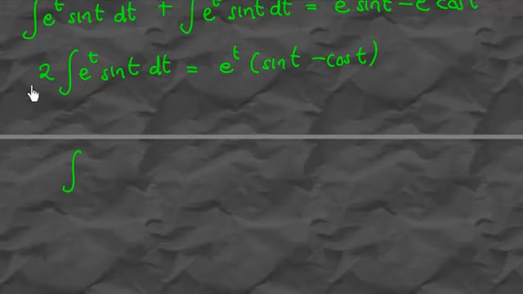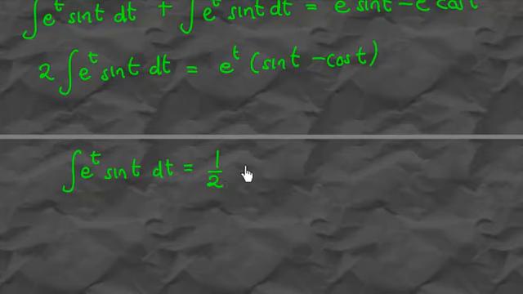So by dividing both sides by 2, we have the integral of e to the t sine t dt is equal to 1/2 e to the t times sine t minus cosine t. And since we are looking for the general antiderivative, we need to always add a constant there.